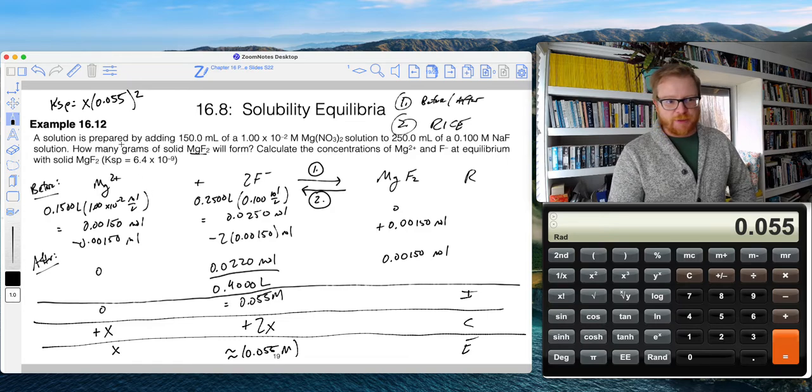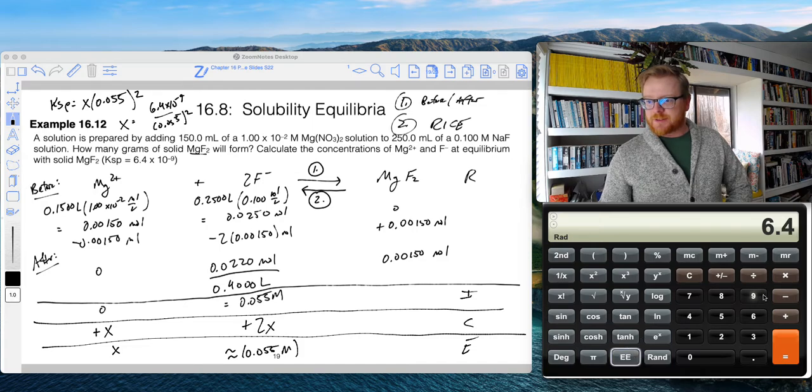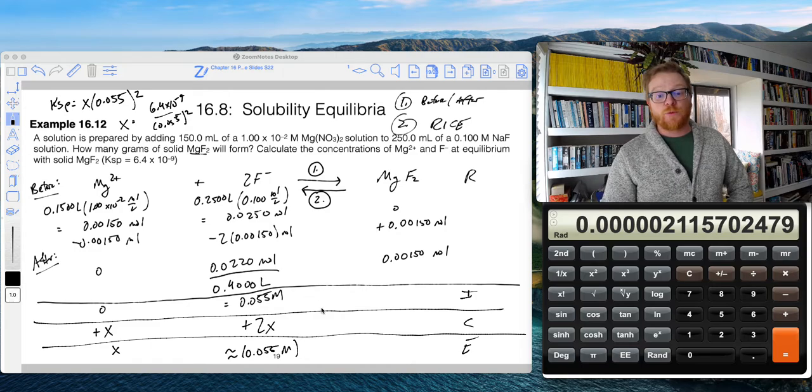So now I just want to simply solve for X. So X equals my KSP value, which is 6.4 times 10 to the minus 9, all divided by 0.055 squared. So let's do that. 6.4 times 10 to the minus 9 divided by 0.055 squared equals, and as you can see, we got a really small value for X, which is going to be my molar solubility.